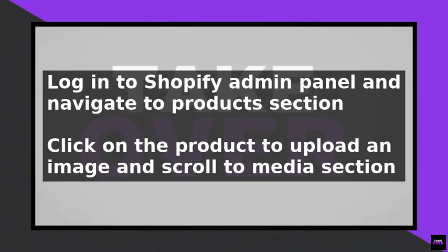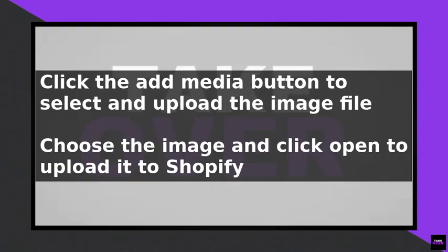First, log into your Shopify admin panel and navigate to the Products section. Click on the product for which you want to upload an image. In the Product Details page, scroll down to the Media section. This is where you can add images and videos to your product.